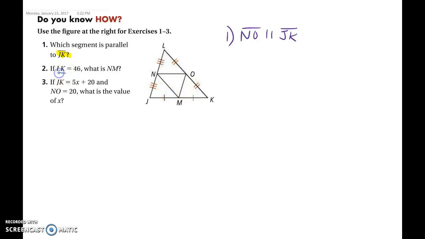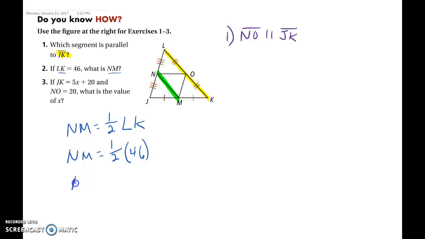It asks, if LK is equal to 46, what is NM? So first, let's highlight LK. Well, here is LK, and here is NM. So NM is the midsegment of our triangle. And since LK is the side of the triangle that NM does not touch, that means that NM is equal to 1/2 of LK because our midsegment is half the length of the side of the triangle. So LK is equal to 46, so NM is equal to 1/2 of 46, or NM is equal to 23. So the answer for number 2, NM is equal to 23.